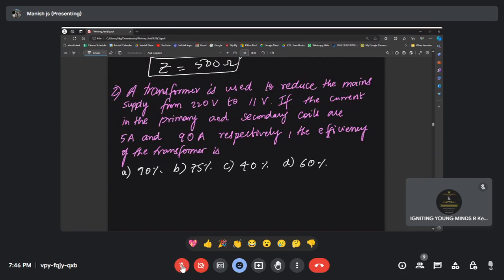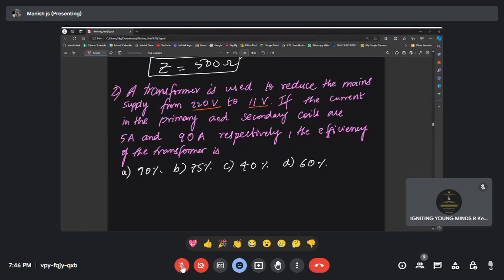Now when you have questions like these, the first step, as I told you, is to try to convert this into an illustratable form. Try to illustrate the question. Okay, so let's try to illustrate. Here the transformer is used to reduce the supply voltage. You can see it has been reduced from 220 to 11, right? So voltage is being reduced.